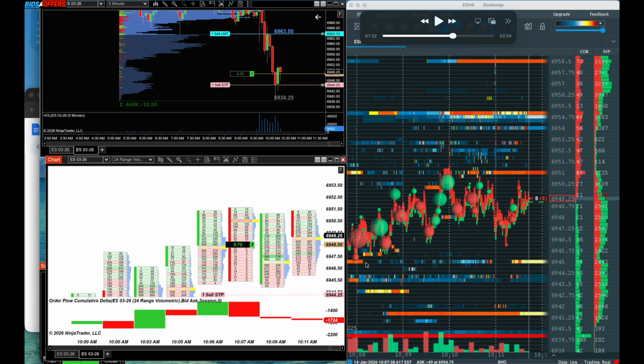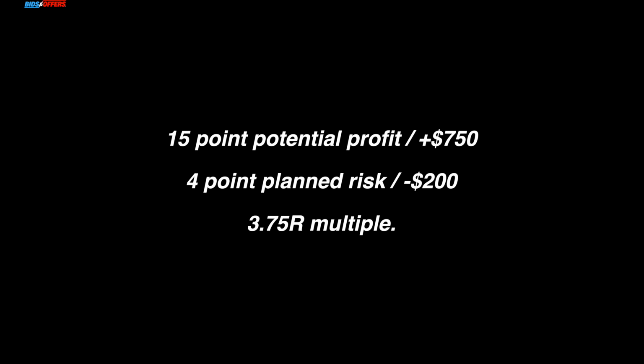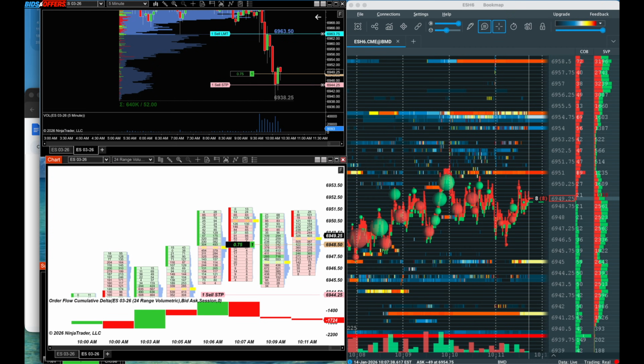I put my stop right under these previous failed lows by sellers, saying that I want to get out of the market for a 4-point loss if the sellers actually are able to achieve lower prices. I have a 4-point risk on this trade and a 15-point profit going from the 48s to the 63s. 15 divided by 4 is 3.75. This trade is a planned 3.75R risk multiple, meaning that if I win this trade, the win will be 3.75 times my initial risk on this trade.